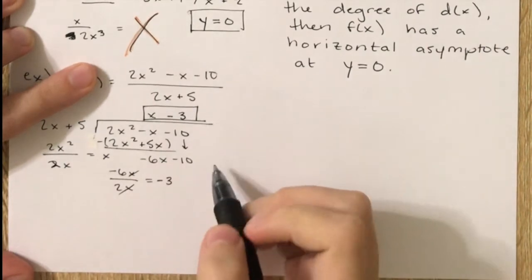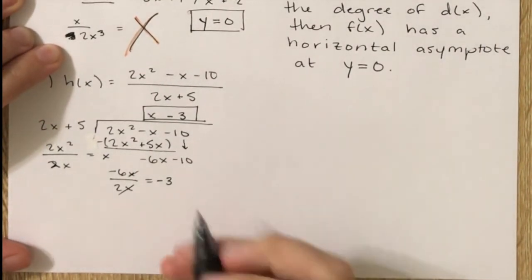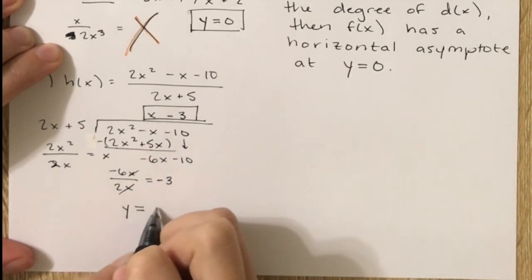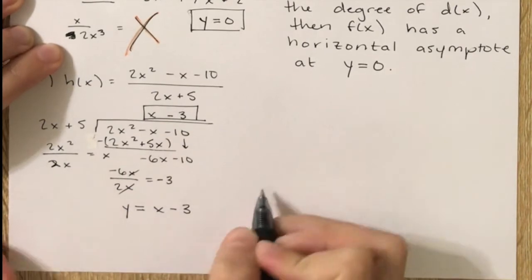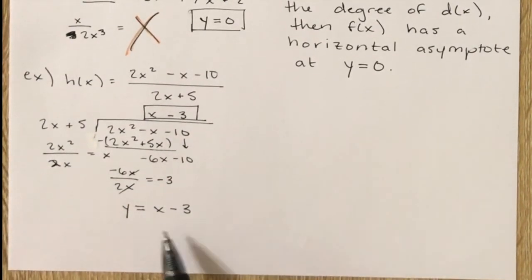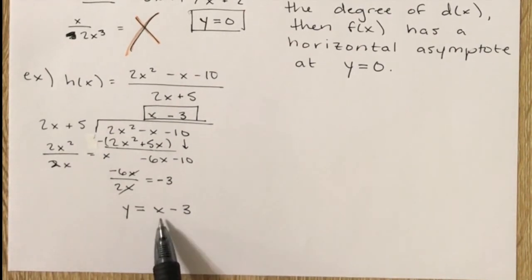We're done at this point. We could continue and find the remainder, but it's not important to us in this context. We got y equals x minus 3 here. So our rule tells us that our end behavior is going to look like this quotient, so our end behavior is going to look like x minus 3.